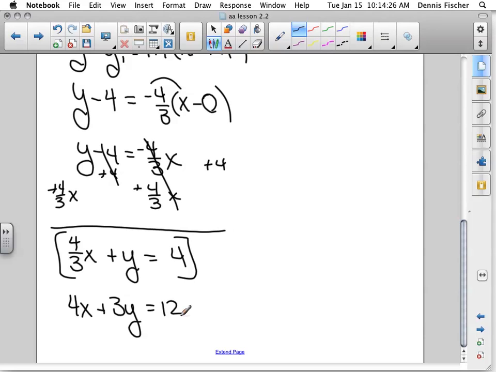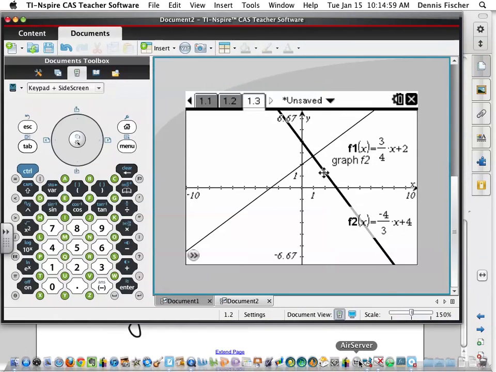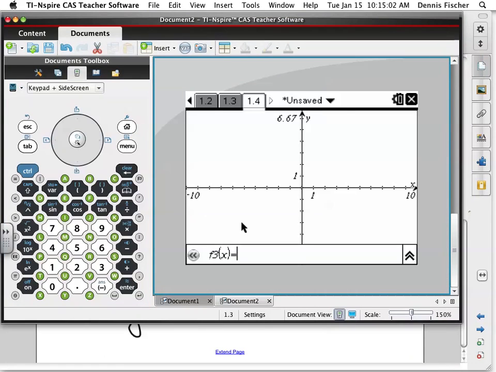But the thing I want to warn you, when you graph on a calculator, half the time it doesn't show up looking like perpendicular, because the scales have to be exact to be right. If your scales are off by a little bit, it doesn't look right. For example, if I put this in slope intercept form, I'm going to have negative 4/3 x plus 4. What was the first one? 3/4 x plus 2, okay?